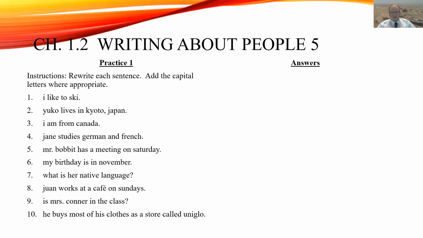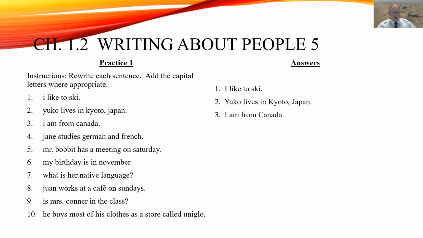Okay, let's take a look at your answers. Number 1, I like to ski. Make sure you capitalize I. Number 2, Yuko lives in Kyoto, Japan. Make sure you capitalize the first letter of the name, Yuko, capitalize that Y. And because it's a city name, capitalize the K in Kyoto, and of course with countries, capitalize J.